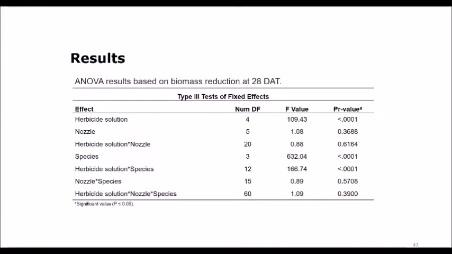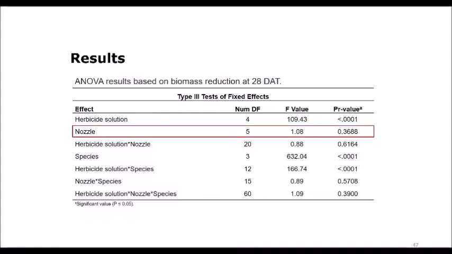When Jess summarized the data from this, you can see the ANOVA here. The only interaction that we saw significant was that herbicide solution by weed species. When we got to the 3-way combination of solution by nozzle by species, it wasn't significant. So what we did is we pulled the data presented in this presentation across those different nozzle types.